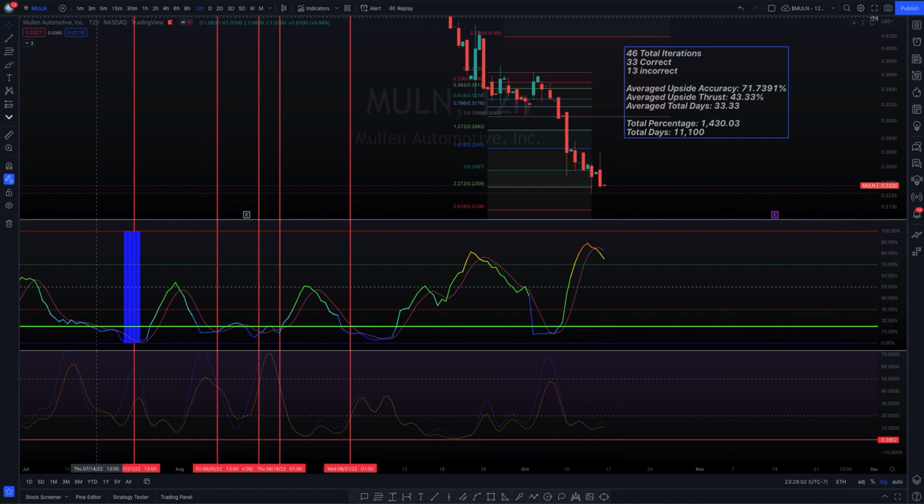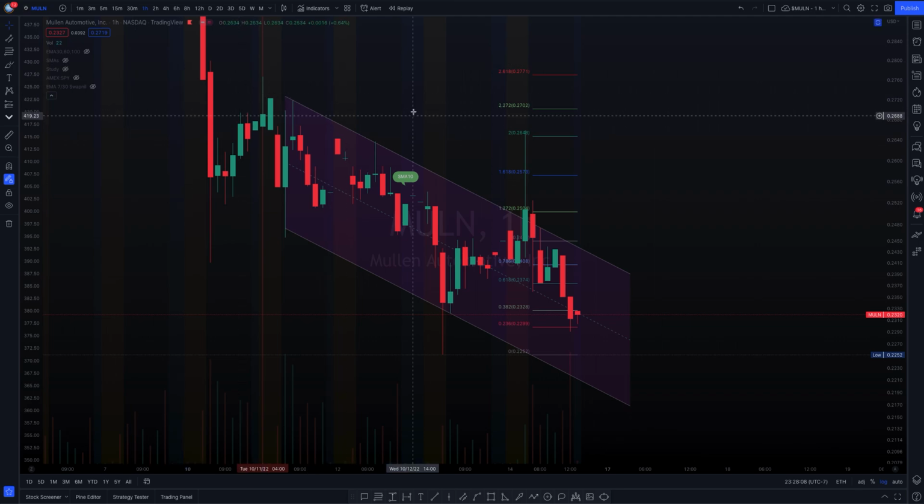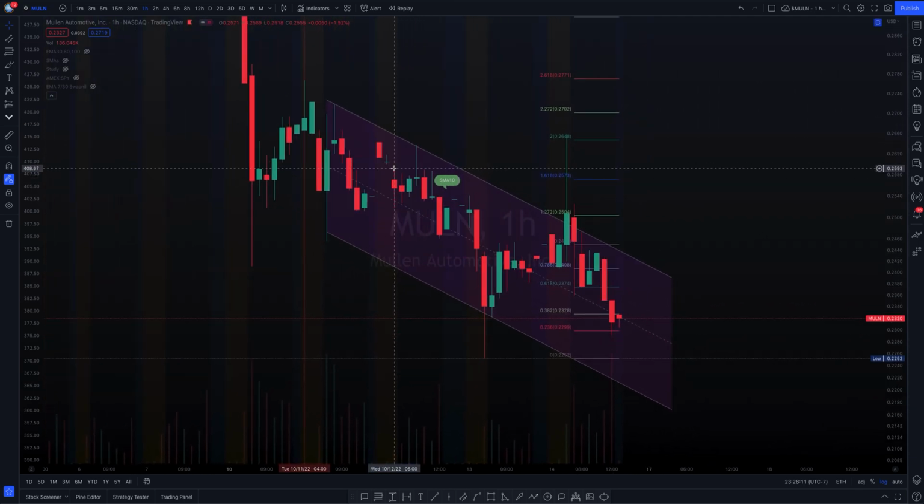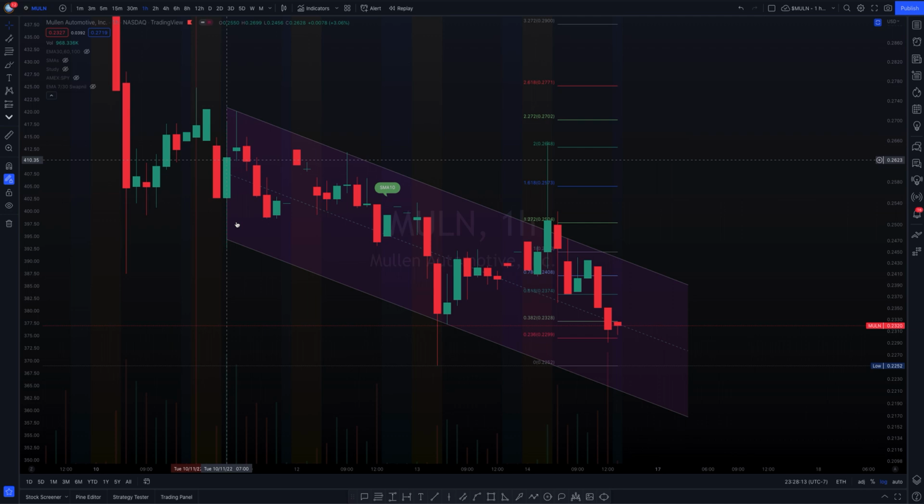So let's go ahead and jump into the hourly chart here and talk about a few things. I actually found that we're in a descending channel here. Now, these channels are usually trend reversal signals.